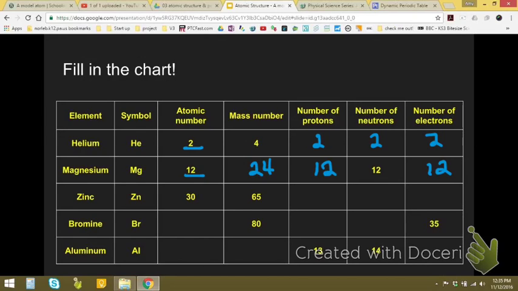Good. Let's move on to zinc. Zinc has an atomic number of 30. So that means it will have 30 protons. Its number of electrons will balance that out to make it neutral. And then to figure out the number of neutrons, we need to subtract its mass number minus its number of protons, giving us 35.